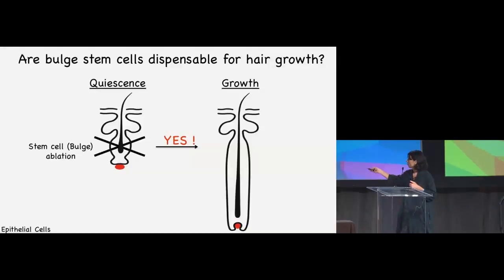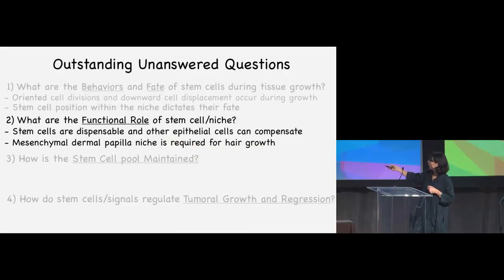So what I've showed you is that the stem cell bulge ablation shows a high level of plasticity where hair follicle regeneration can occur. And so altogether, what Padelis has shown you is that stem cells are dispensable, or at least this specific group of stem cells, the hair follicle stem cells, the bulge, because other epithelial cells can compensate in function and cover for the role, whereas the mesenchymal dermal papilla niche is required for hair follicle growth.